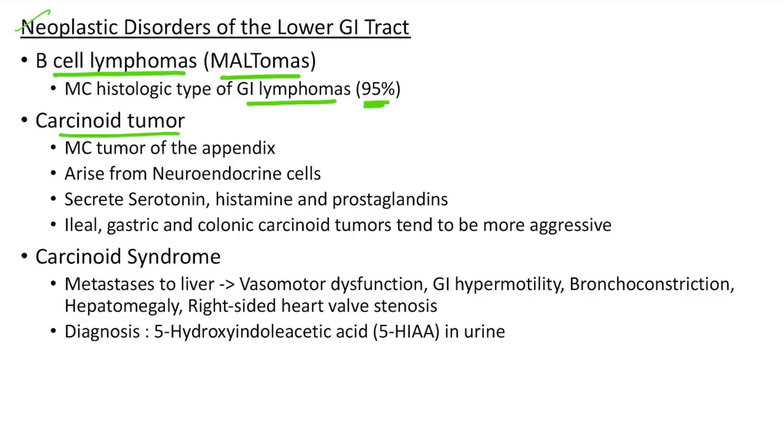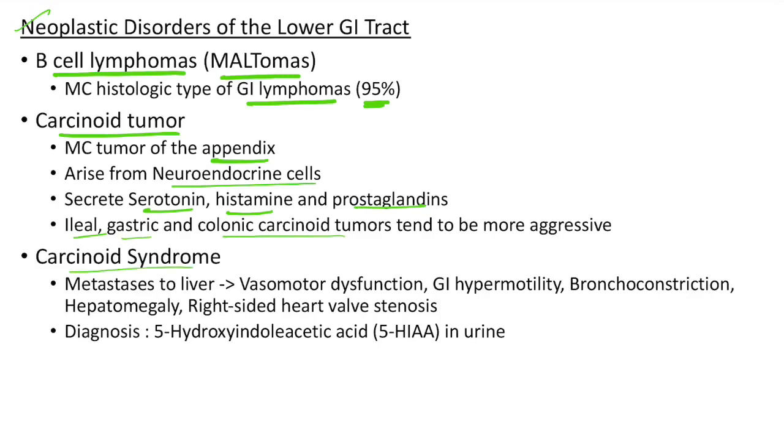Now let us see about carcinoid tumor. It is the most common tumor of appendix. It arises from neuroendocrine cells. Carcinoid tumors secrete serotonin, histamine and prostaglandins. It is important to remember that ileal, gastric and colonic carcinoid tumors tend to be more aggressive.